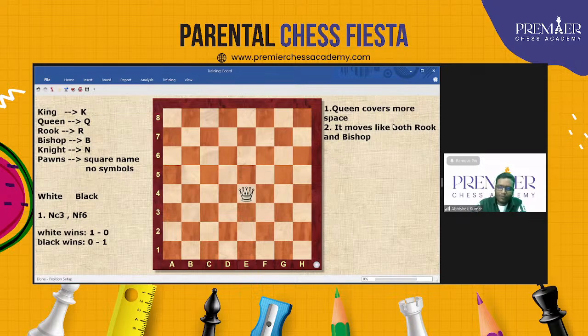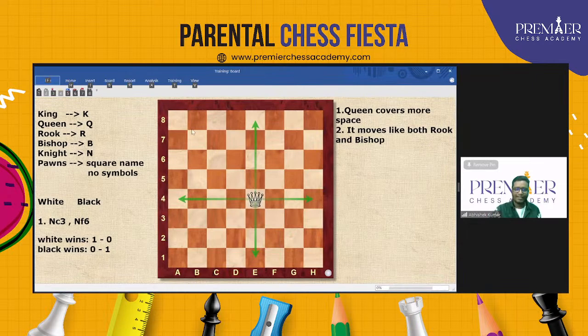We know the queen moves like a rook and a bishop, and the queen covers more space. But how many squares does the queen actually cover? Let's count together, right? We know the queen moves like a rook, like in a plus sign, and it moves like a bishop, diagonally. We know this much. But how many squares does the queen actually cover? Let's count a little bit.